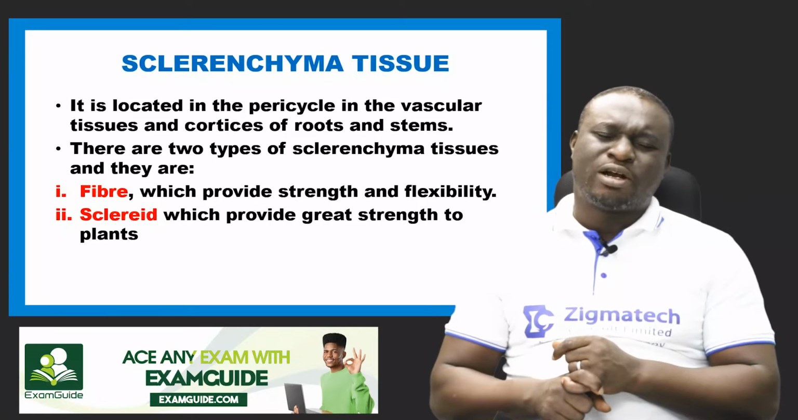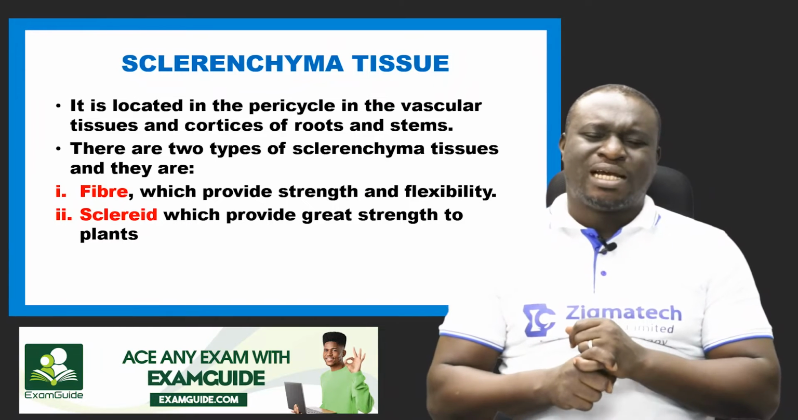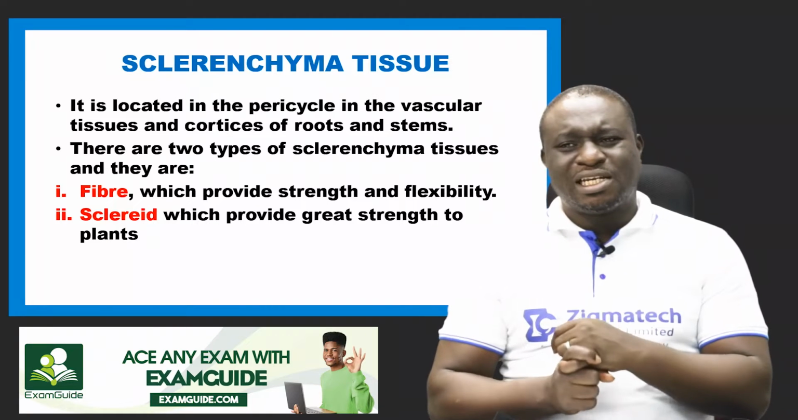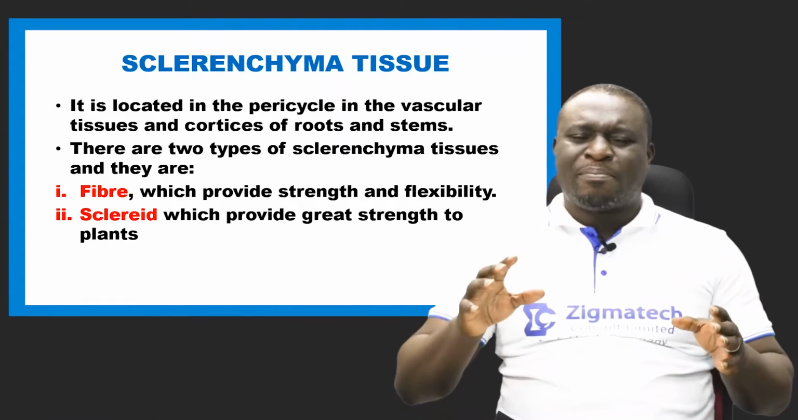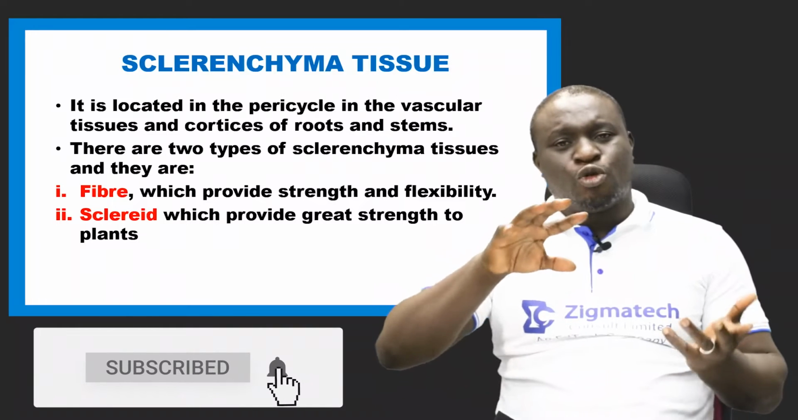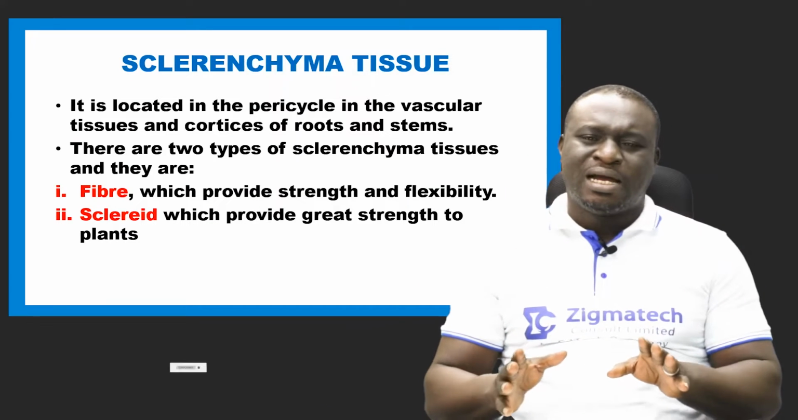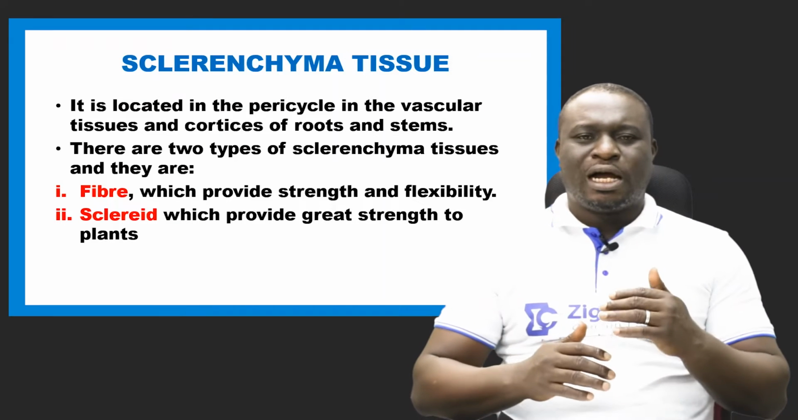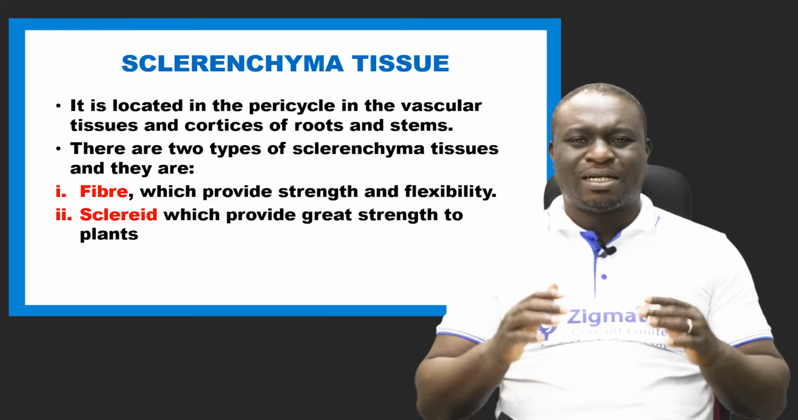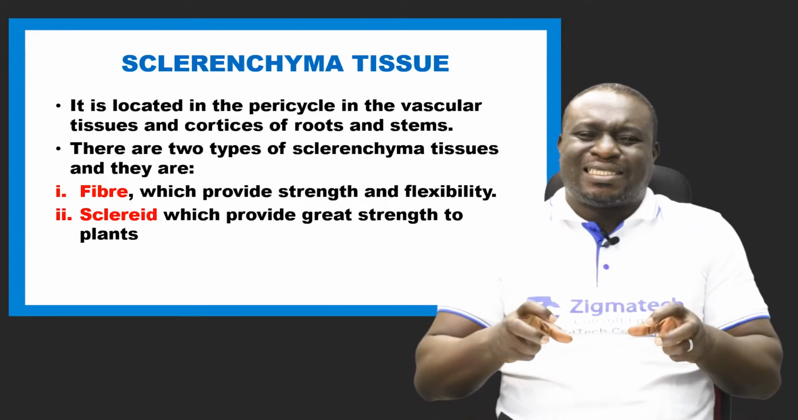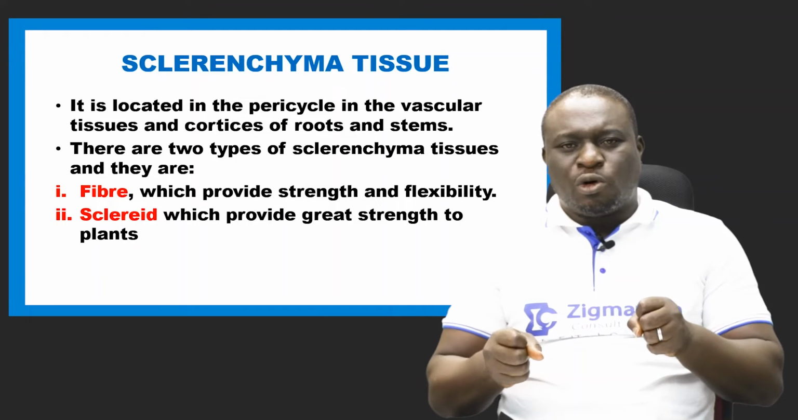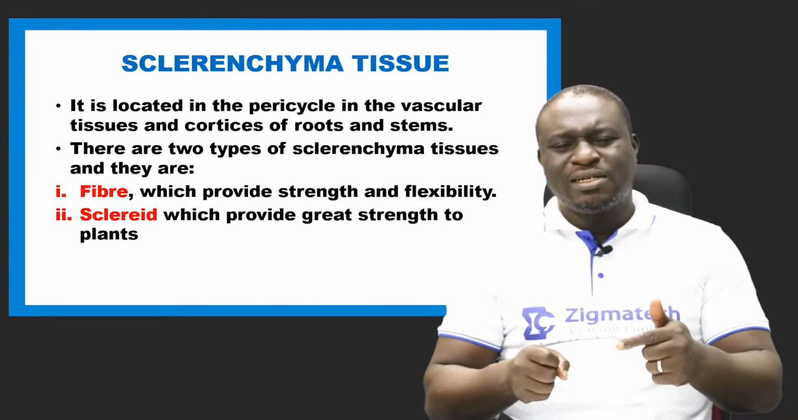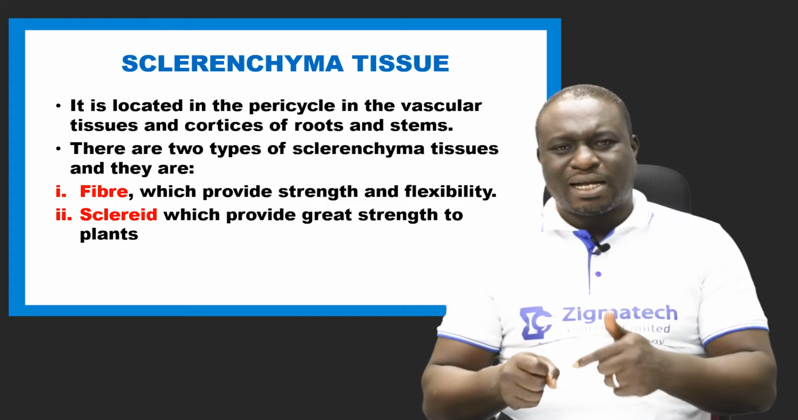One of the major functions of the fiber is that it provides flexibility. Flexibility and resilience simply talk about the ability of a particular plant to bend without breaking. That's flexibility. Ability to bend without breaking. So once there is a greater amount of sclerenchyma tissue in a particular plant, it means that plant has the ability to bend without breaking. So there is flexibility and resilience in sclerenchyma tissue.